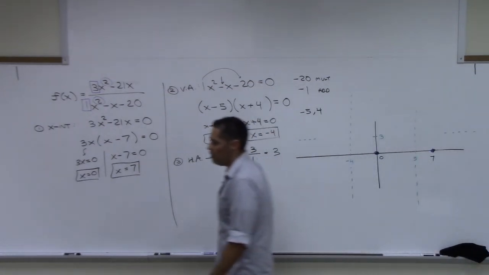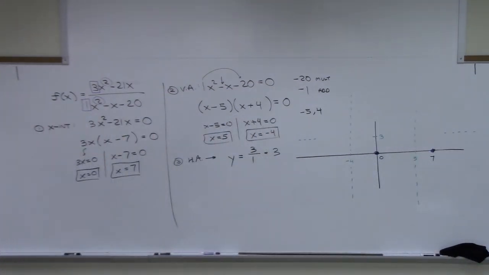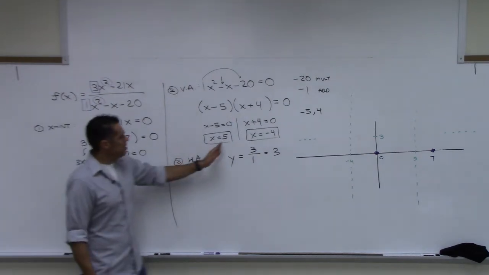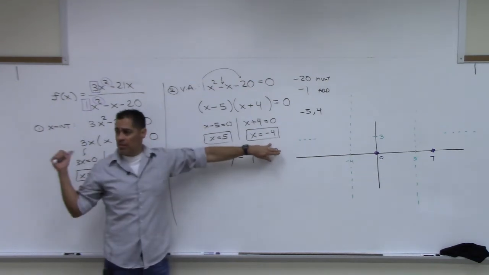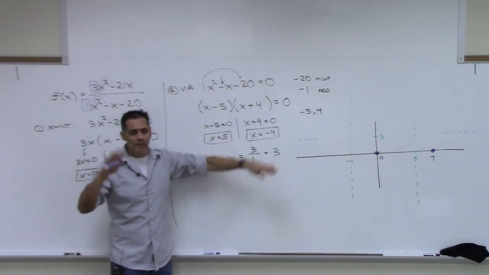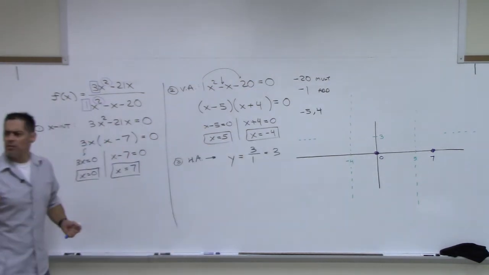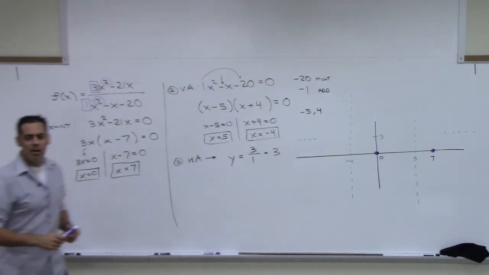All right, what's next? Test points, good. How many are we going to have? One more than the x-intercepts and the vertical asymptotes together. We ignore the horizontal. So we have 2 verticals, 2 x-intercepts. That's 4. We'll have 5 test points.